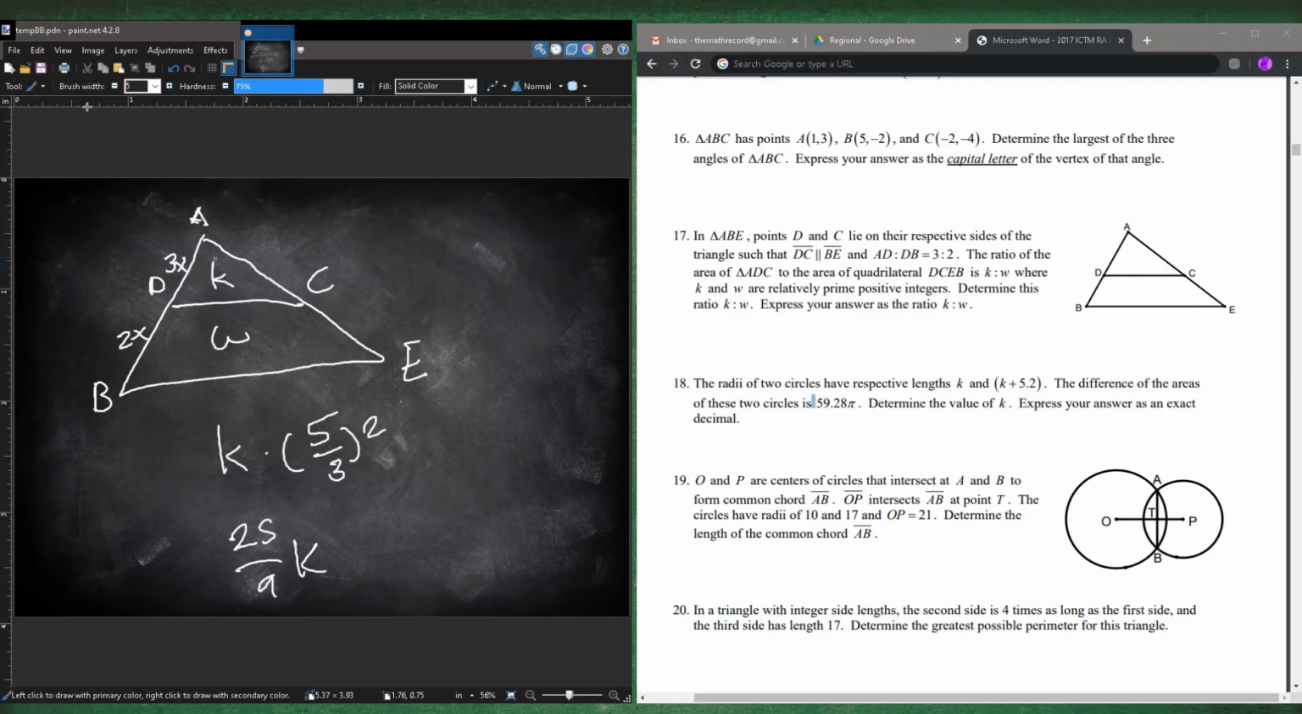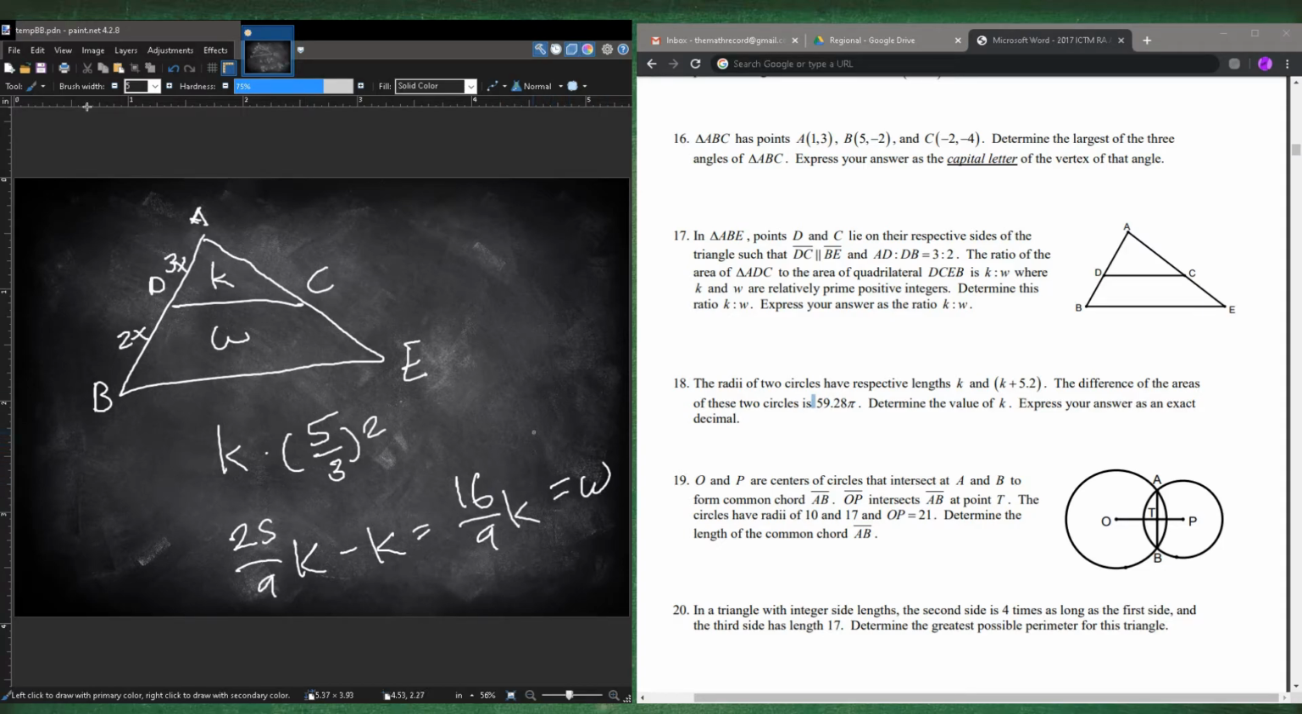So you minus that K, because this is just K by itself, so minus that K, you get 25 minus 9, so that's 16. We have 16 over 9 K, which is equal to W.